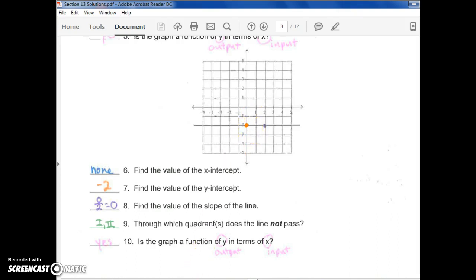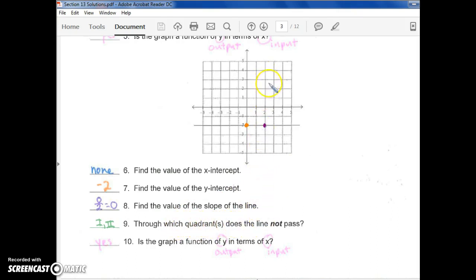On question 8, I'm asked to find the slope of the line. So I'm looking at these 2 points right here. Those are the ones I just selected. And looking from this point to this point, the rise is a +0. I didn't go up at all. But the run is a +2, moving from left to right. So to calculate the slope, it's 0 divided by 2, change in y over change in x, which will give me 0. And 9 says state through which quadrant the line does not pass.